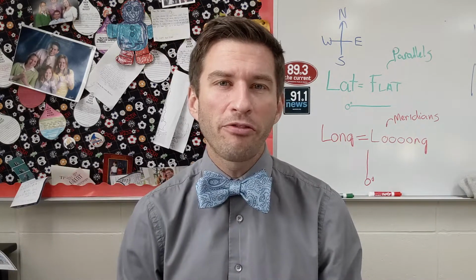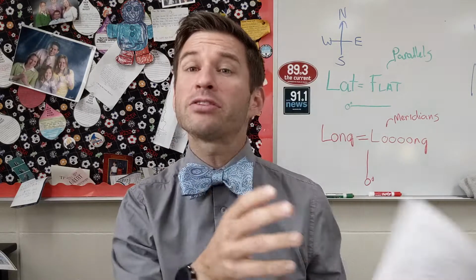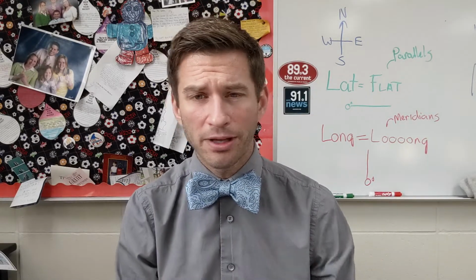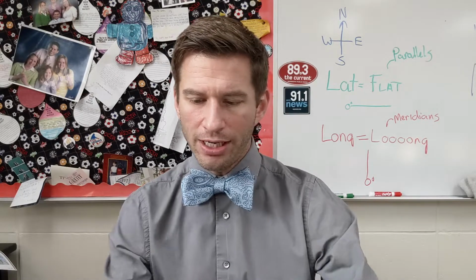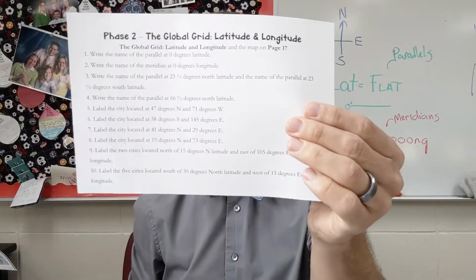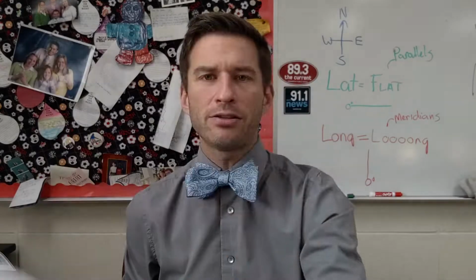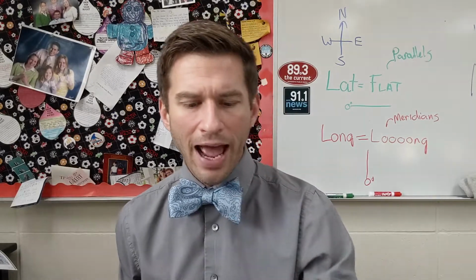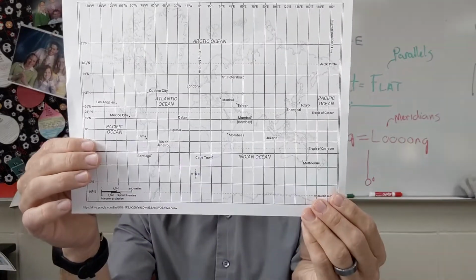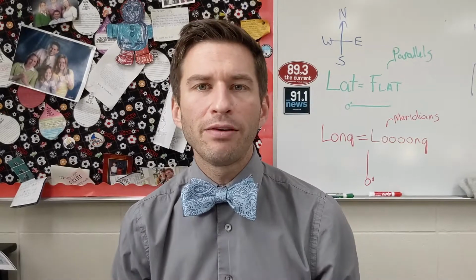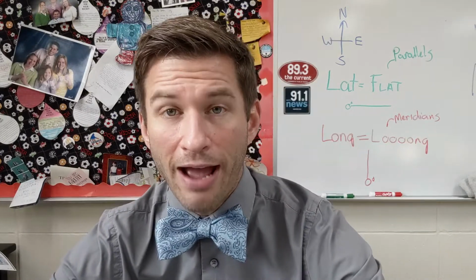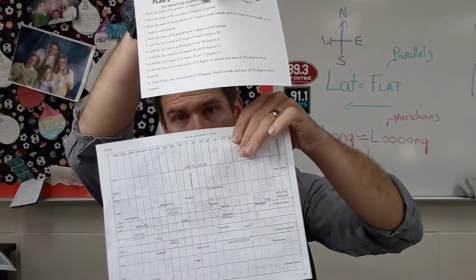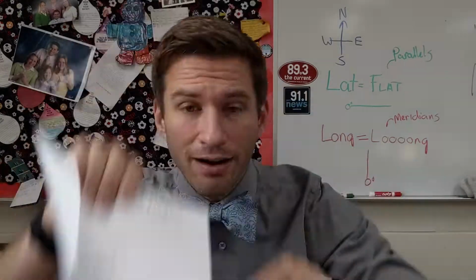Then, once you have finished up those notes on this graphic organizer, or create your own if you don't want to print, that's totally up to you, you're going to need this little guy here. It says Phase 2, the global grid, latitude and longitude. You're going to need that half sheet, and then you're going to need this map here. Now, that was all given out to you last week or in your pickup bag, so make sure that you have both of those items.